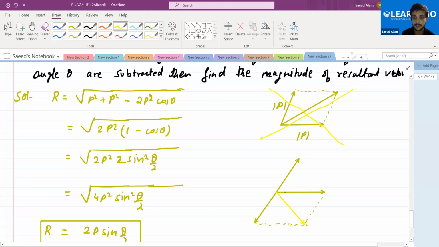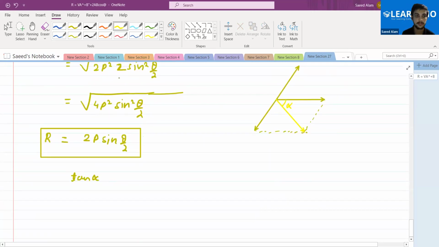Now, what will be this angle alpha if we are considering it? Alpha, theta by 2. It will be B, and instead of B should I write it directly P sine theta? Yes. Divided by, we can see it over here also, P sine theta divided by A plus B cos theta. Yes or no? Instead of A and B, what should I do? I should take P plus P cos theta.